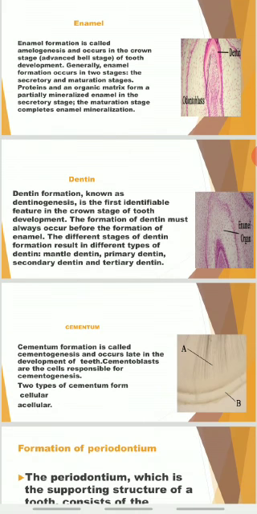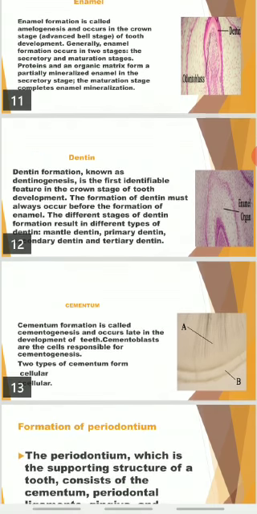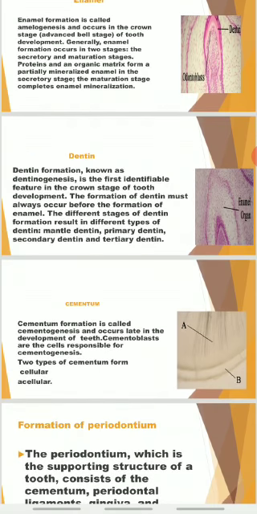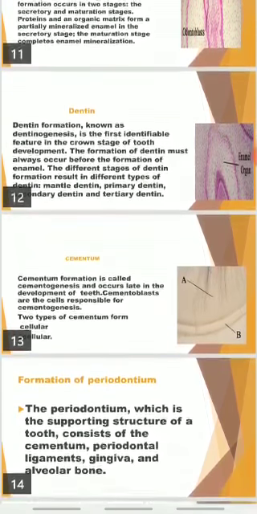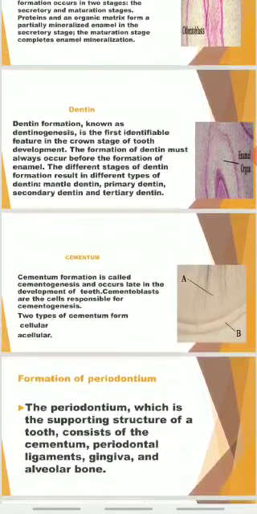After this we have cementum. The formation of cementum is called cementogenesis and occurs late in the development of the teeth. Cementoblasts are the cells responsible for cementogenesis. Then we have some types of cementum, which are cellular and acellular.